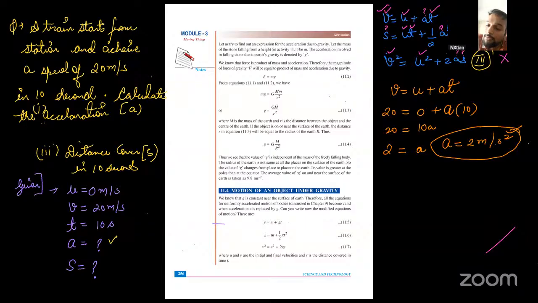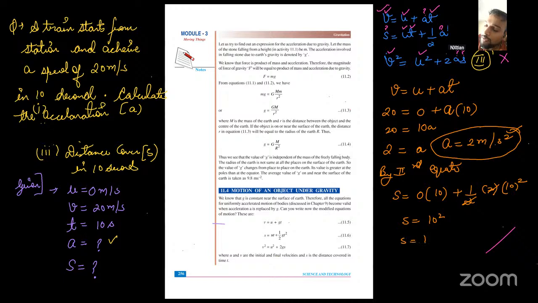Now we have to find the value of s. Here in the second equation we know t. Now we got a, which is 2. We know t, we know u, and we have to find s. So we will simply use the second equation. By the second equation, s is equal to ut plus half a t square. U is 0, so ut is 0, plus half into a, which is 2, into time, which is 10 square. Because t square is there, this 2 and this 2 will cut. So s is equal to 10 square. S is equal to 100 meters.